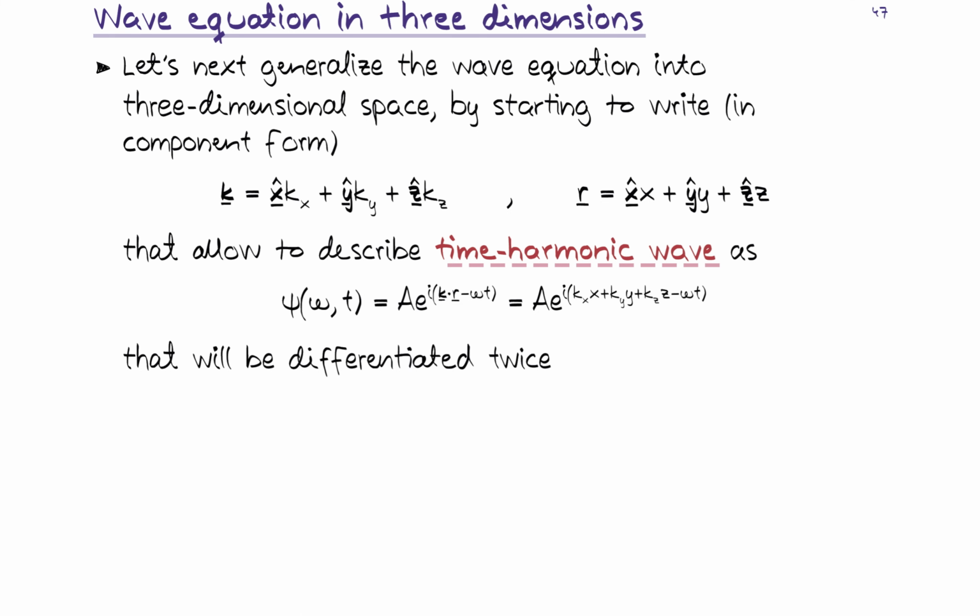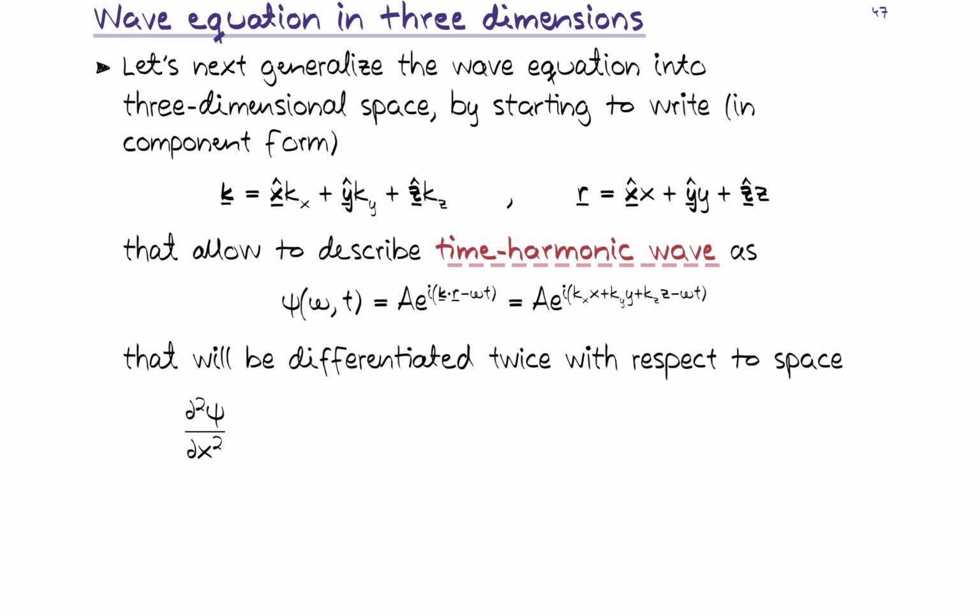And we know that in the 1D case, the wave must be twice differentiable, because that was the kind of requirement arising from the wave equation. So when we are calculating things here in the 3D case, we know that the wave must be differentiated twice with respect to space and time. So let's first differentiate it twice with respect to space.